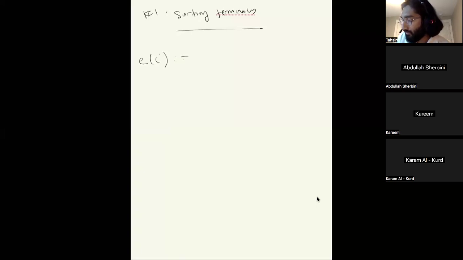Yeah, I think I can provide some proof. So let's define E of I equals the distance between I's current location, the I's current index, and where it should be in the order after we order them.